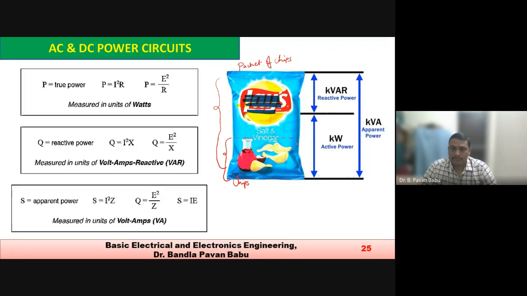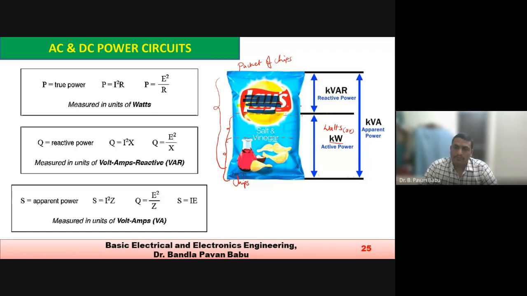Okay, so let it be here. This area is where the chips are available, right? So this I can consider as active power. It may be watts or kilowatts, no issue. So this is the exact thing that I require.